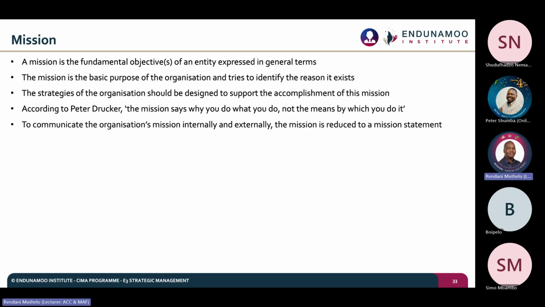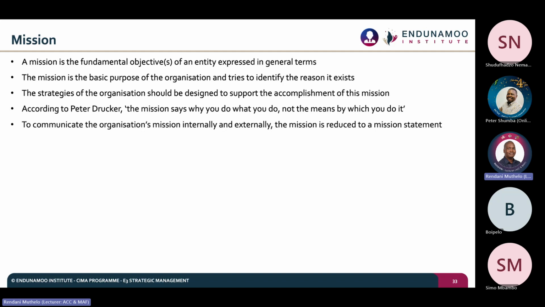What does this company do? It refreshes the world. What does this one do? It creates relevant and aspirational video entertainment. What does it do? It enhances the quality of life. That is our fundamental objective in general terms.